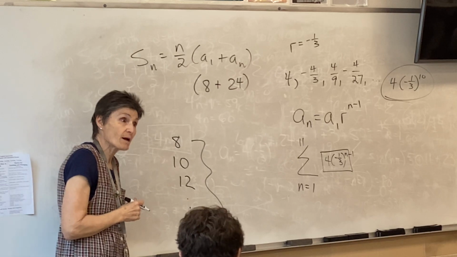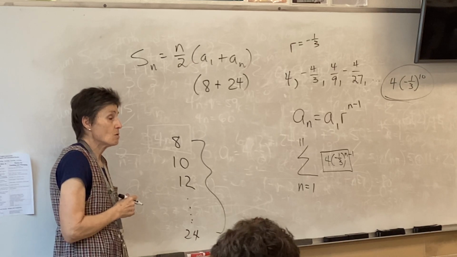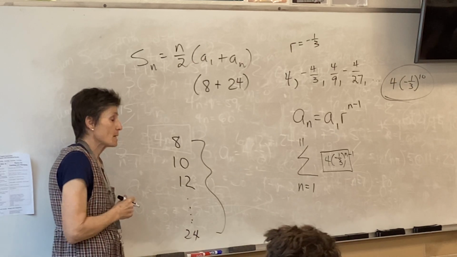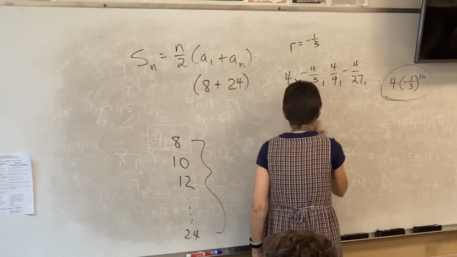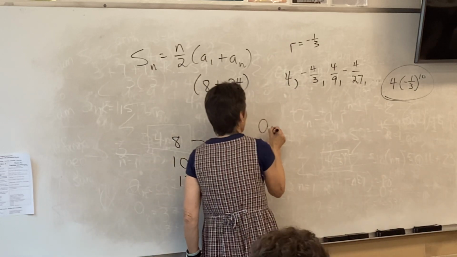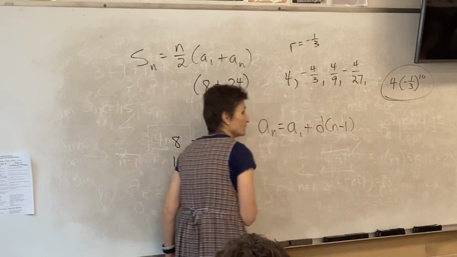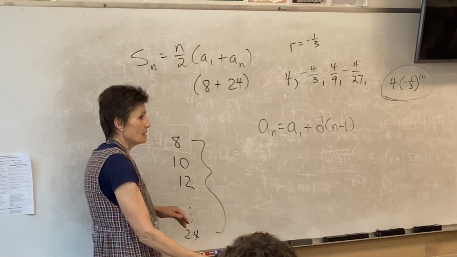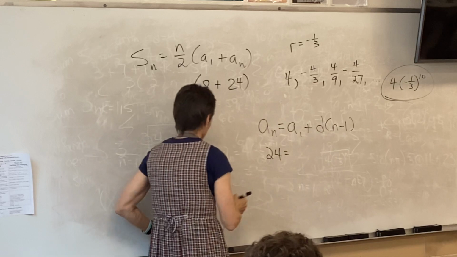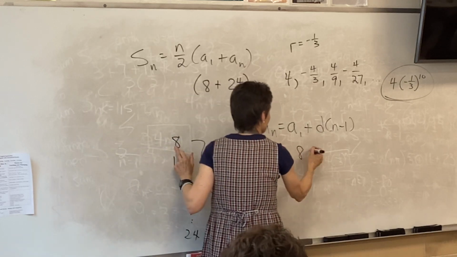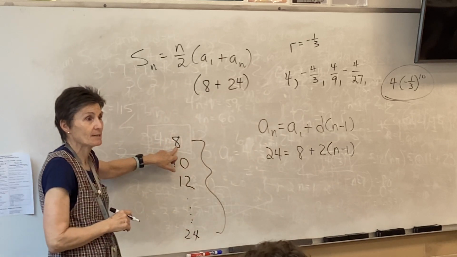How many rows there are, right? So I could figure that out. Certainly you could count it out or whatever, but I want you to think about your other arithmetic formula. Is it true that 24 equals 8 plus 2 times n minus 1? Just look at that for a minute and see if that makes sense to you.